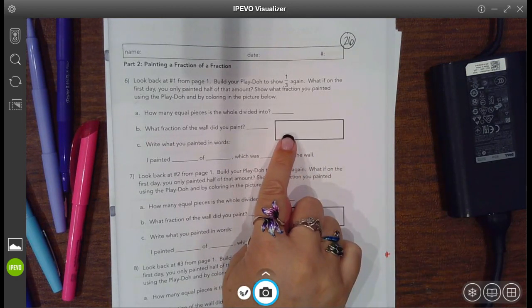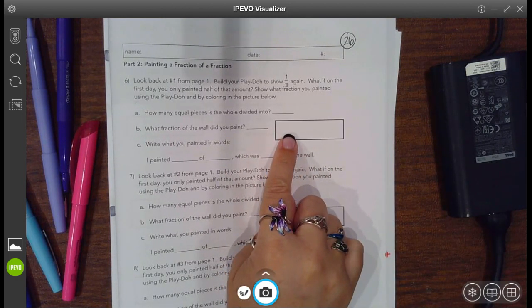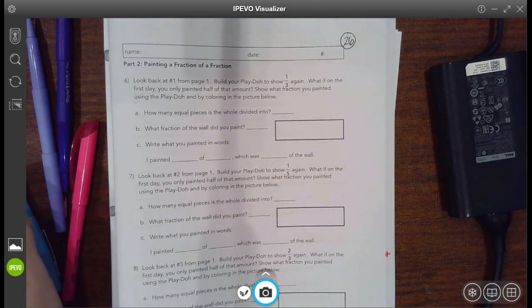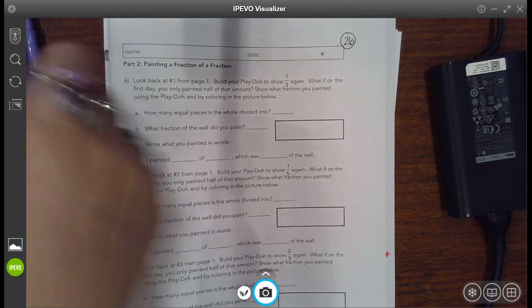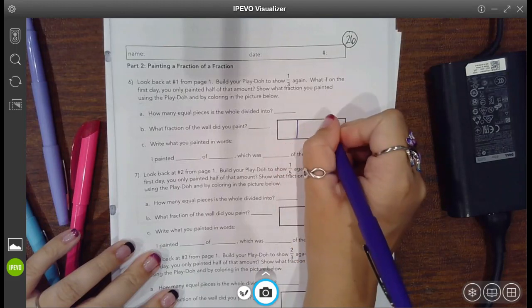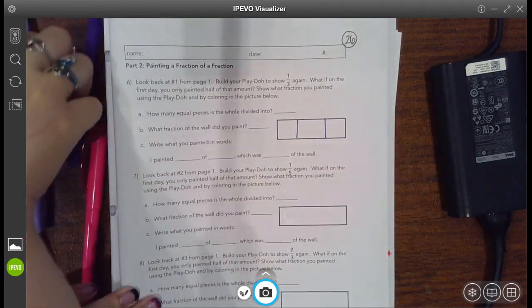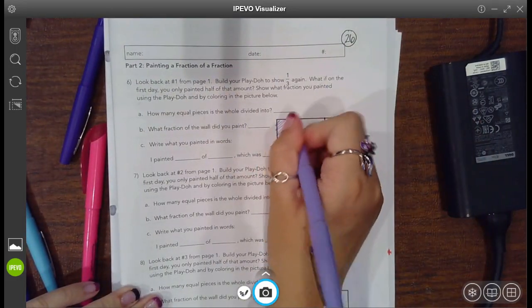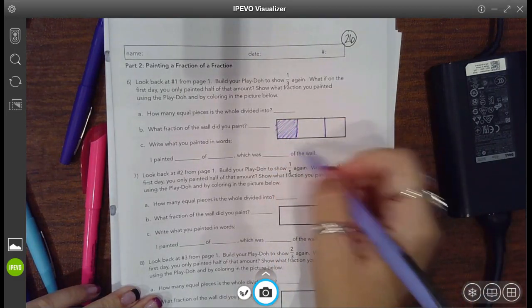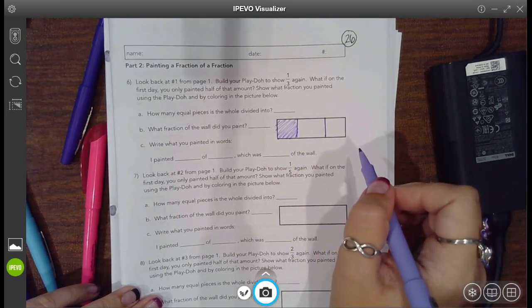Okay, so right here, how do you show 1/3? Well, we already did it on the other page, right? You showed 1, 2, 3 pieces, and then you're shading one of those 3 pieces. So here's the 1/3 that's shaded.